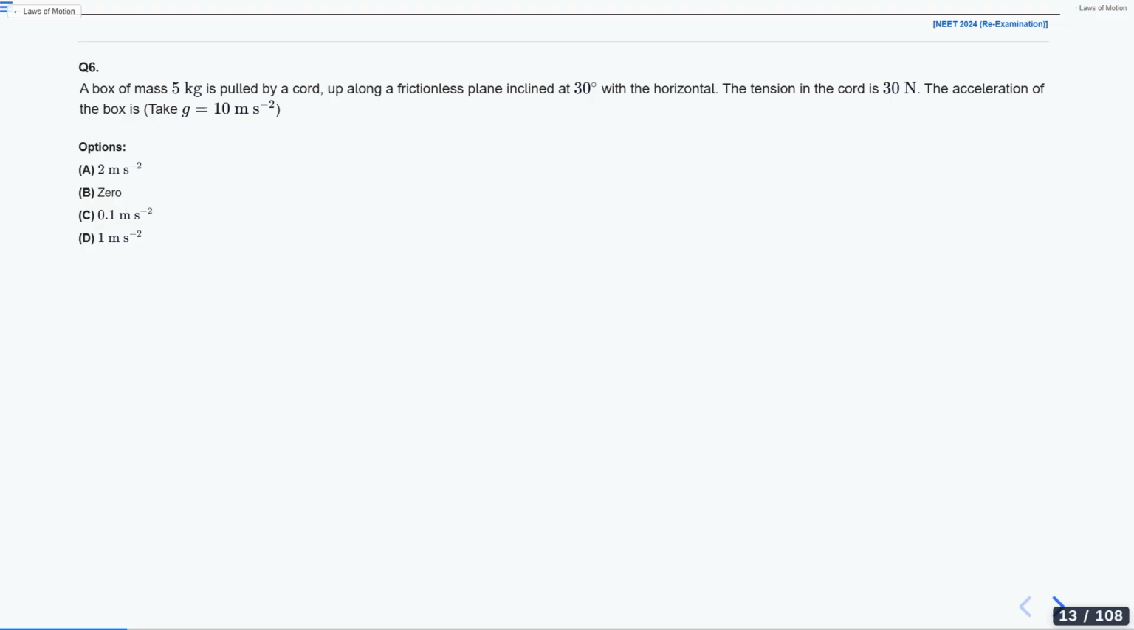A box of 5 kg is pulled by a cord up along a frictionless plane inclined at 30 degrees with the horizontal. The tension in the cord is 30 Newton. The acceleration of the box is. So it's told that the tension in the cord is 30 Newton. The acceleration of the box is. Option D. Only 5 students so far have answered it.